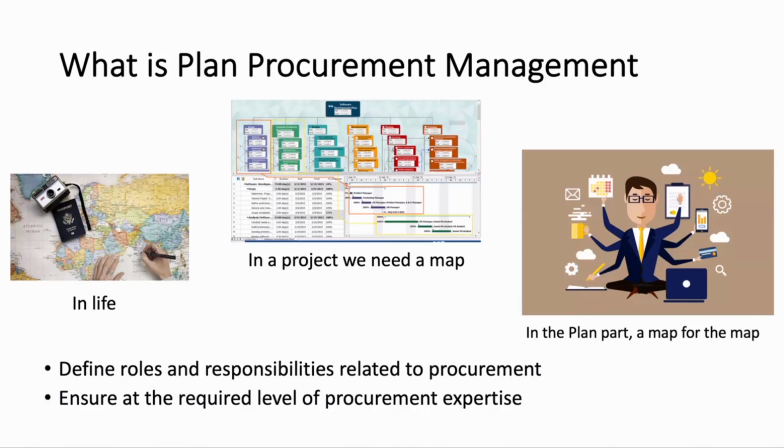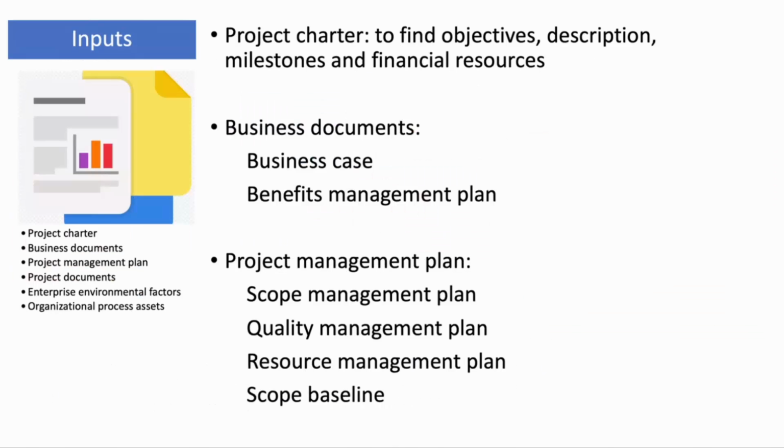In this plan part, we define roles and responsibilities related to the procurement and ensure we have the required level of procurement expertise. All the inputs here are for evaluating why we need to procure from outside of the project. From the project charter, we can find what we have and don't have. Through business documents, we can identify specific resources. The project management plan gives us the documents about the range we will work on.